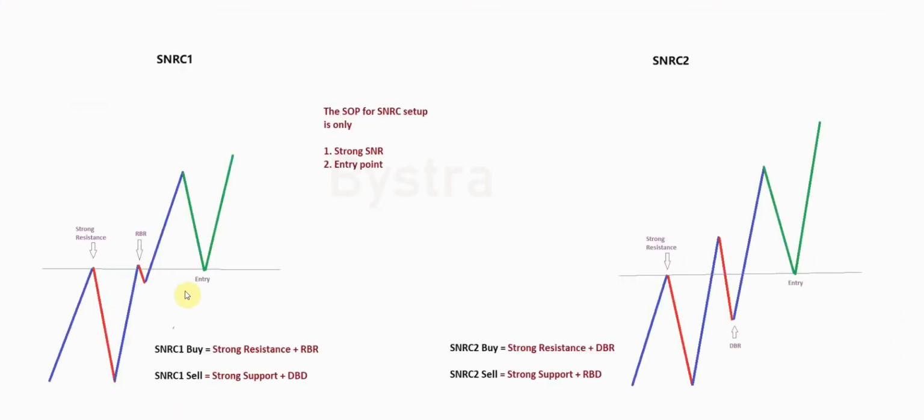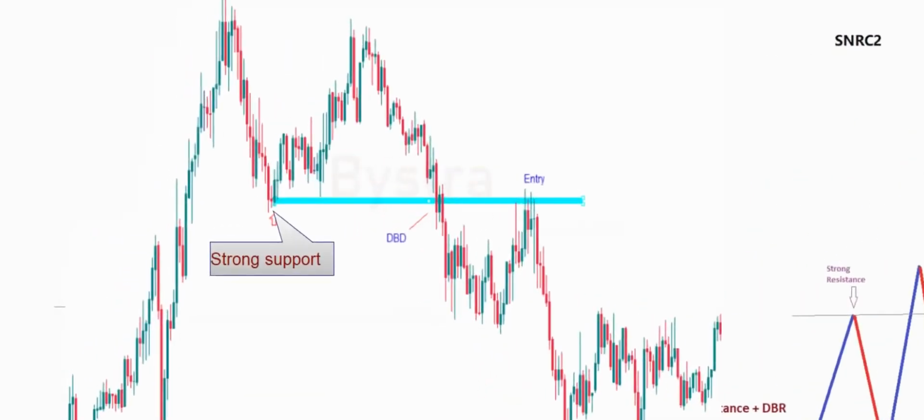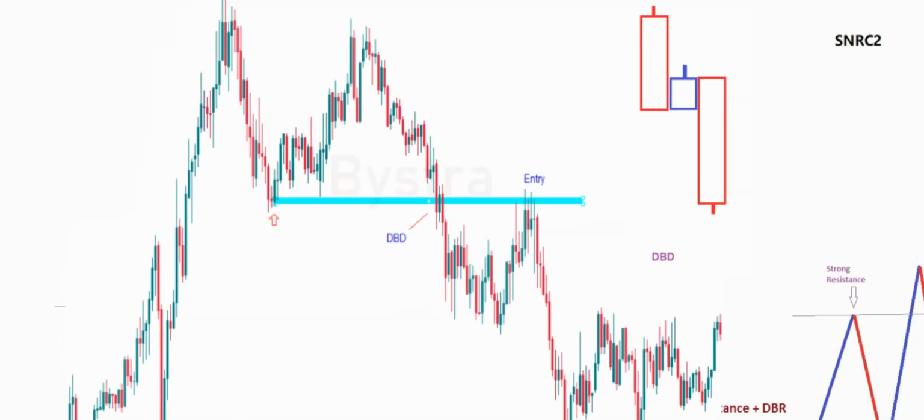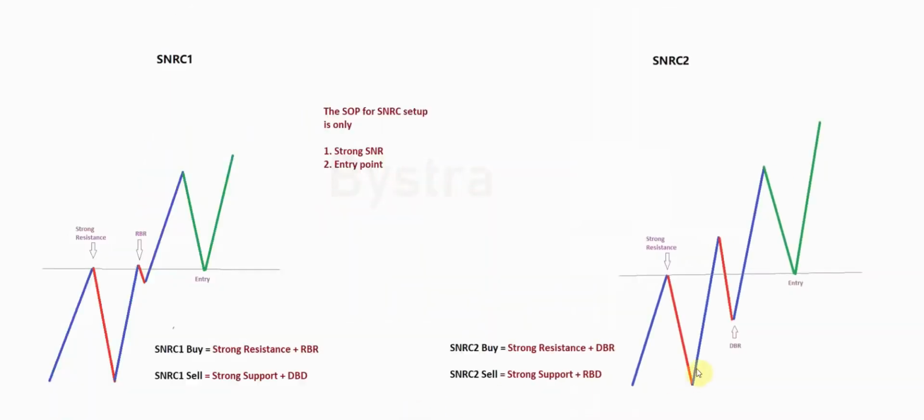And remember, the strong resistance and the rally-base-rally must be on the same line. This one cannot be on top, this one cannot be too low. No. And for SNRC1 sell, there must be a strong support and a drop-base-drop. The SOP is still the same. Alright, and next we move to SNRC2.